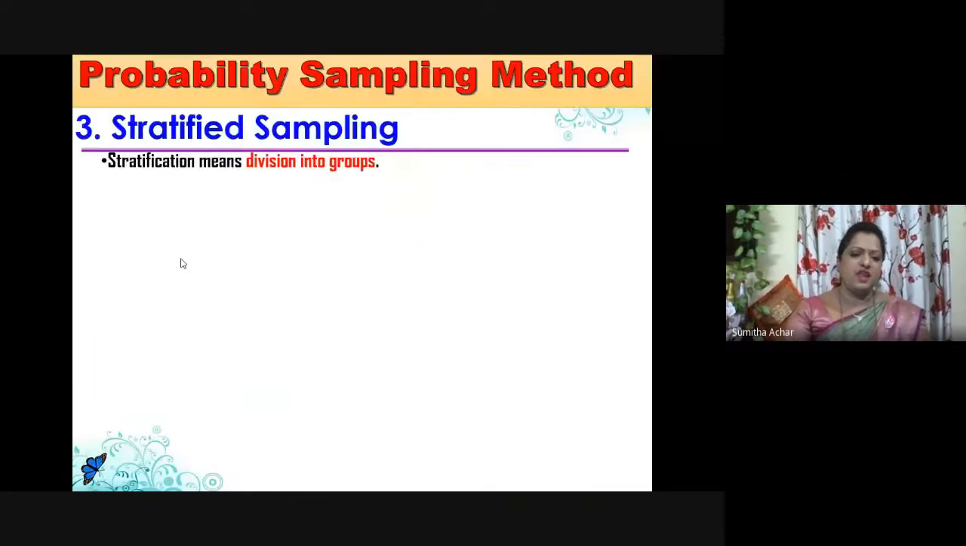So the next is the stratified sampling method, right? Now, when you hear this word stratified, what is the first thing that comes to your mind? Stratification, what is it? Division, right? Stratification is simply nothing but division.